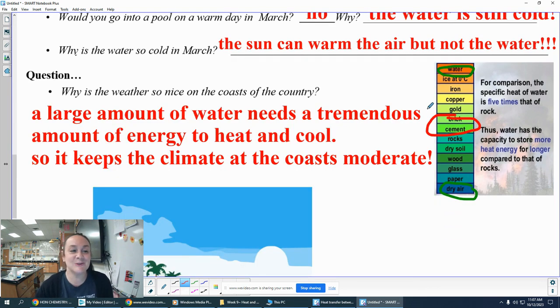But the coastal towns having that large body of water next to them, it takes a lot to heat and cool that water. And that keeps those coastal towns in a very temperate climate. So large amounts of water need a lot of energy to heat and cool. So if you have land next to that, that usually keeps it at a more relative temperature to the rest of the country.